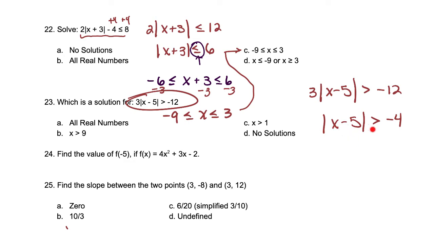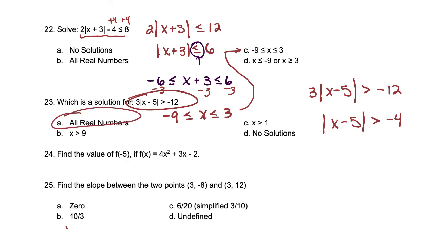But because we always have to be greater than a negative, think about it, no matter what x you put in, when you do the absolute value, it's always going to be bigger than -4. In fact, even if x was 5 and this came out to 0, 0 is greater than -4. So it's always going to work. So we're going to choose A here. All real numbers. We don't have to do any math.